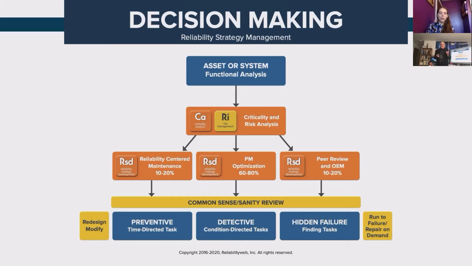And that's why those failure patterns are kind of interesting. Look, we are going to choose to do a time-directed task to prevent the failure or to ensure the function. We are going to do a condition-directed task. I like to call it detective rather than predictive. We'll talk about that in a minute. And we've got to go find hidden failures. Those are the things that aren't visible to the operator. Either that or we're going to choose just to accept the risk, or we're going to redesign it.